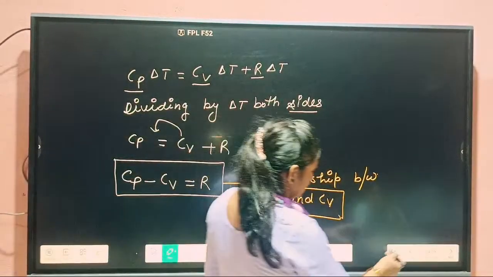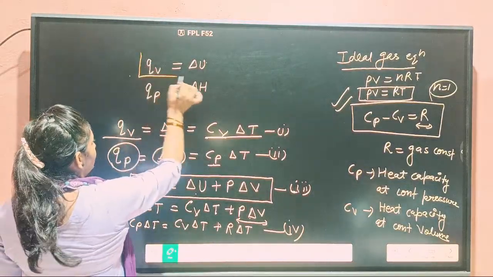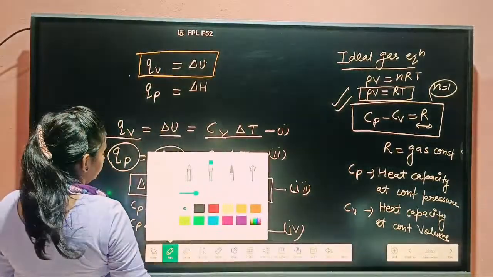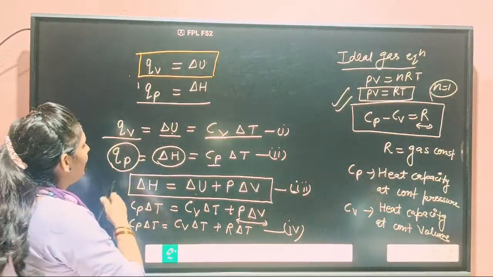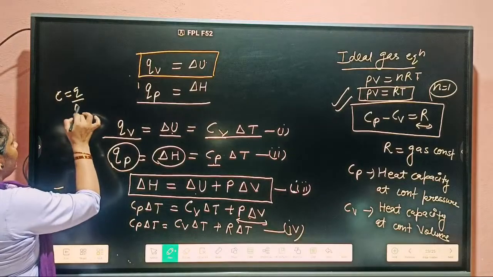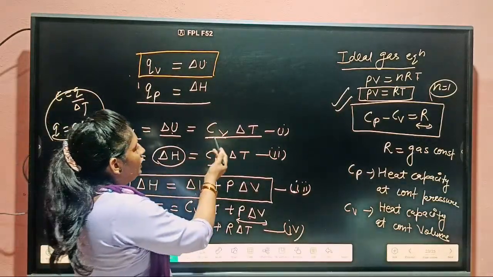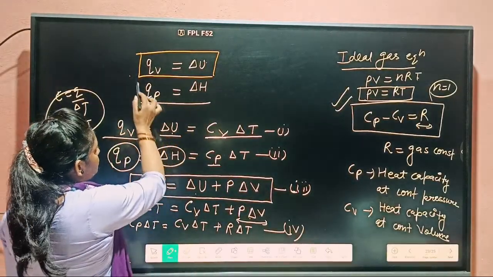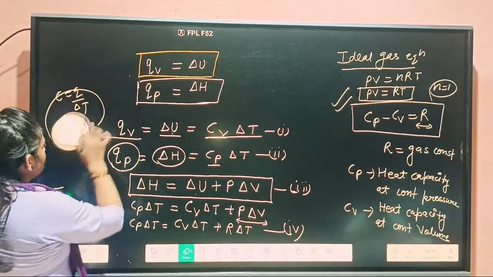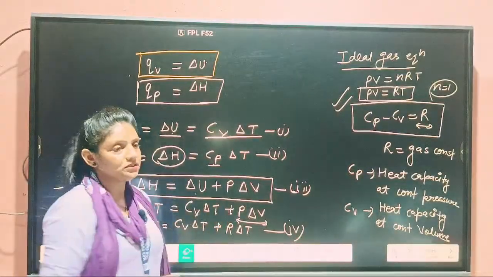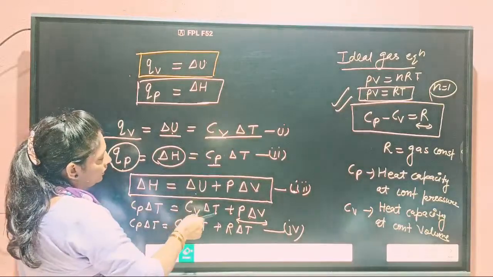Okay. So students, see the derivation again. You know very well QV is equal to del U and QP is equal to del H. We can write C is equal to Q by del T, so Q is equal to C del T. At constant volume, QV is CV del T, and QP is equal to del H, so I can write CP del T. Then in the equation of enthalpy, del H is equal to del U plus P del V, we put these values. Del H value is CP del T and the value of del U is CV del T, plus P del V.